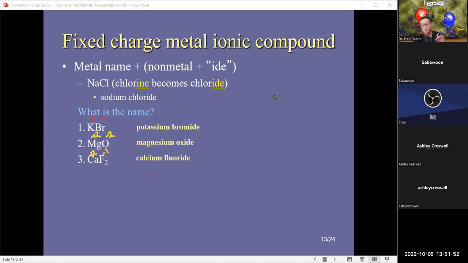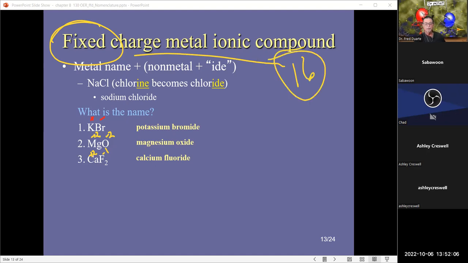Notice no Roman numerals, okay? Because these are fixed charge, fixed charge metals. Fixed, that's the sweet 16 I showed you on the periodic table. Group 1, group 2, and then 4 more.